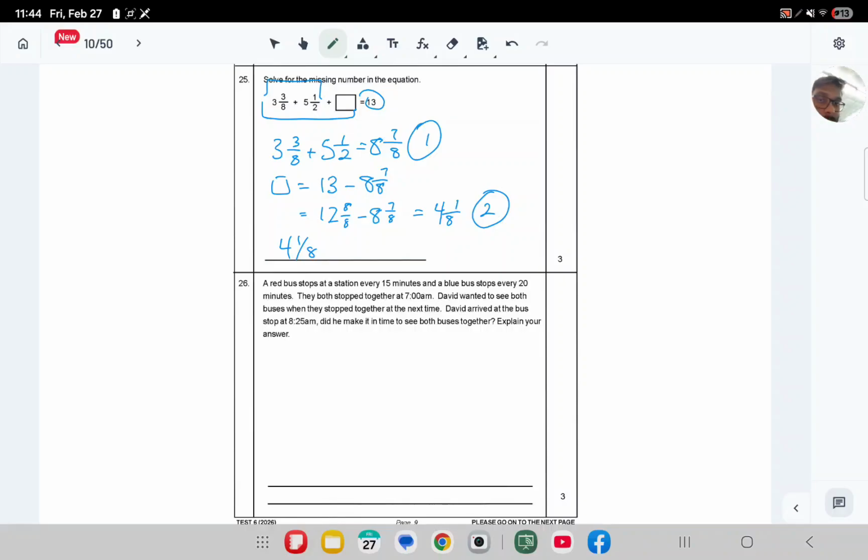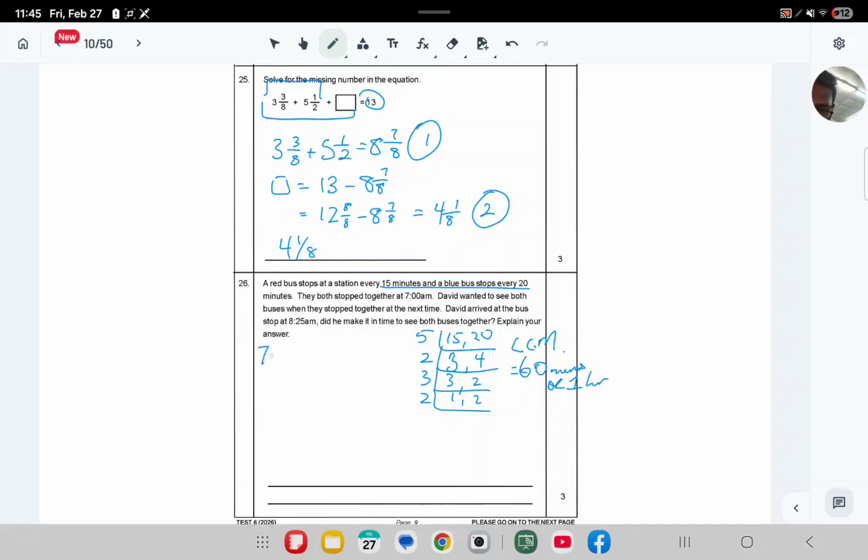Explain your answer. So we need to find the common time for 15 and 20. So I'll use the LCM method. So 15, 20, divided by 5, divided by 2, divided by 3, divided by 2. So the common multiple here will be 5 by 3, 5 by 2 is 10, and 10 by 3 is 30, times 2 is 60. So next 60 minutes. We know 60 minutes is the same as 1 hour.